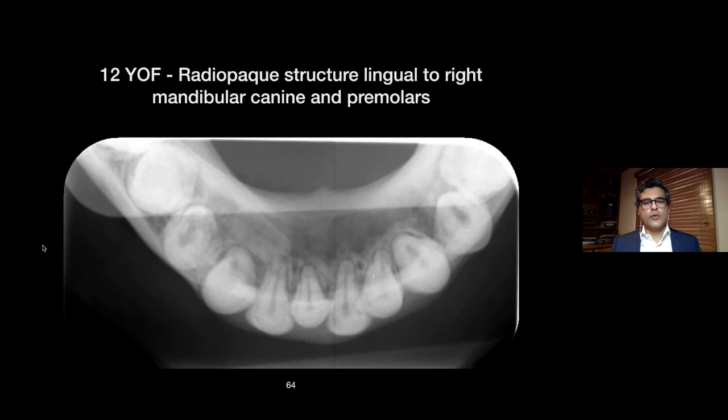So this patient was to have orthodontic treatment. So it was decided to first determine what it actually is. Is it a tooth? Is it something else? And how to proceed managing this structure in relation to when the teeth around or adjacent to it will be moved. So a CBCT scan was taken.